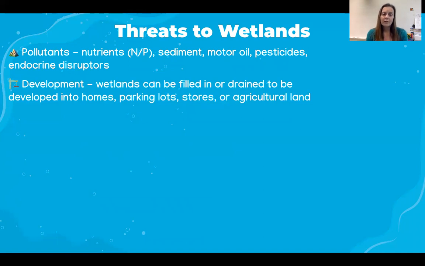Very often wetlands are filled in or drained so that the area can be developed into homes or parking lots or stores or agricultural land. Many people view wetlands as a waste of space. This dates all the way back to the founding of our country. You think about George Washington, who was one of the surveyors involved in the draining of the Great Dismal Swamp, which was not entirely successful, but it was certainly an effort at the time. So we've been draining wetlands since we've been settling the United States.